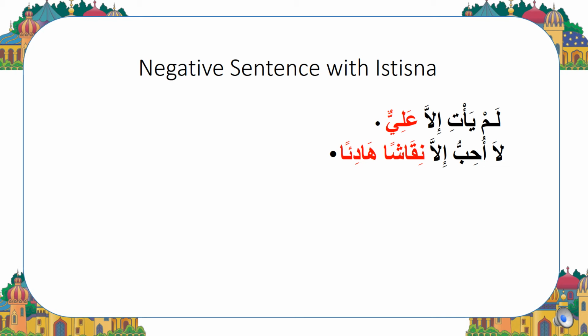لا أحب إلا نقاشا هادئا. In this example, again, mustasna is not mentioned in the sentence. After istisna article إلا, mustasna min نقاشا هادئا is mentioned. نقاشا هادئا in this sentence is the object of the verb أحب. Since mustasna is not mentioned, mustasna min نقاشا هادئا must be determined by context, which is mansub here as the object of the verb أحب.